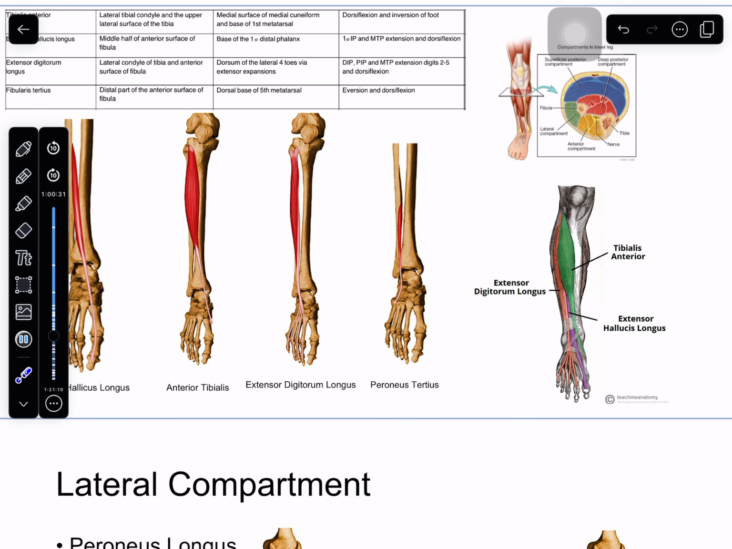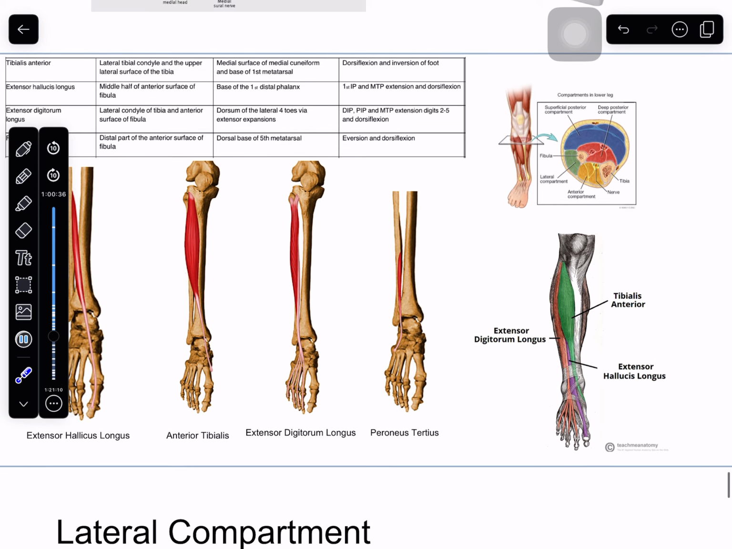the great toe. So I know I haven't mentioned the actions yet for these, but all of these are going to have pretty much one common action that they're going to do.